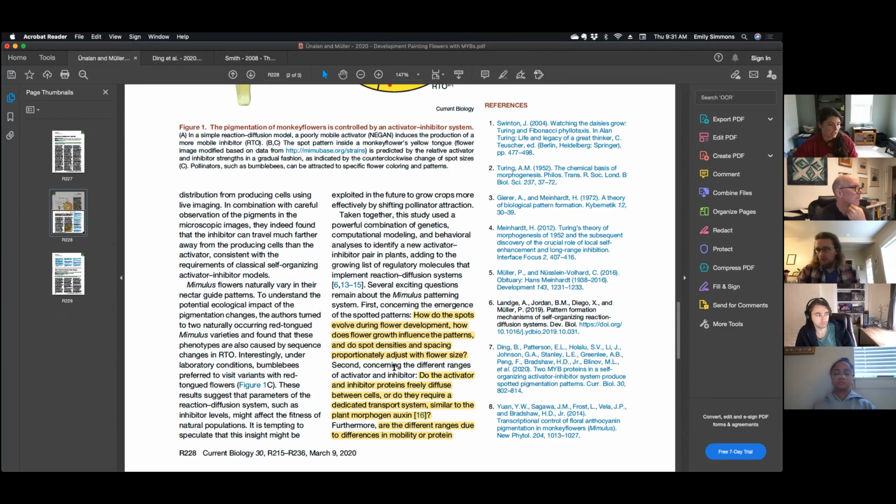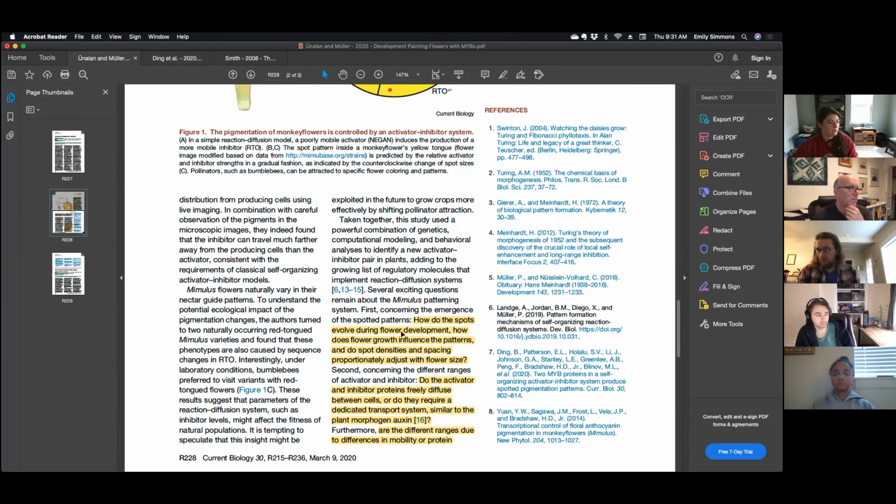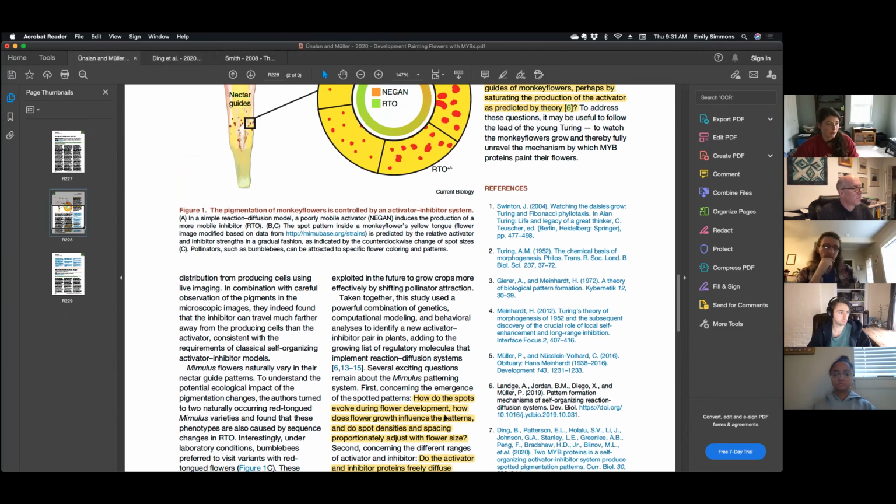And in particular, this question of, do the activator inhibitor proteins freely diffuse between cells? Do they require a transport system like auxin? Or are the different ranges due to the differences in mobility or protein stability?